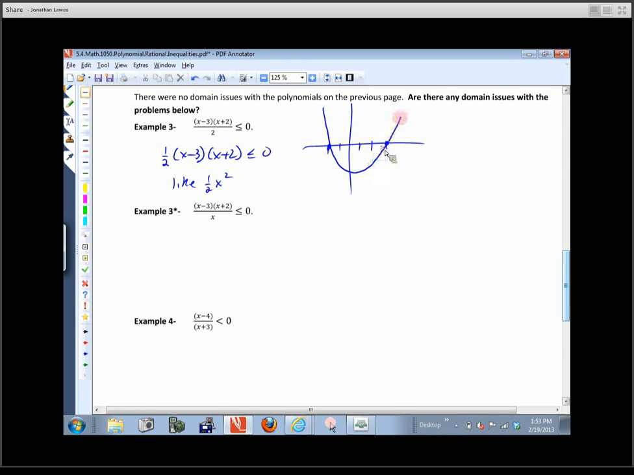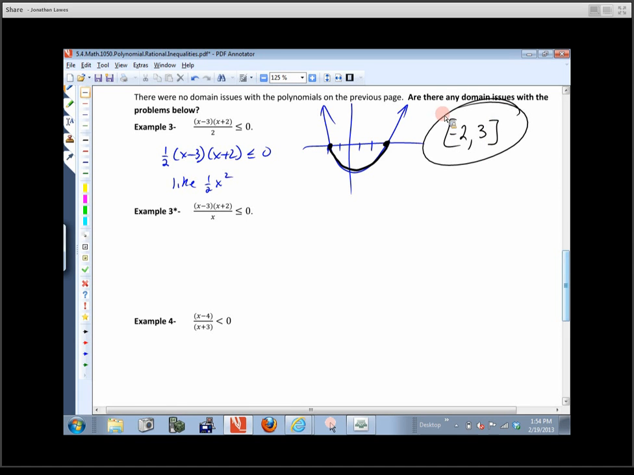Now, do I really care what the y-intercept is or how accurate that graph is? Not a bit. Don't care at all. I only care about where this graph is less than or equal to the x-axis, below the x-axis or on the x-axis. So that's going to be from here all the way over to there. So the answer is negative 2 all the way to 3. Round or square? Square brackets.